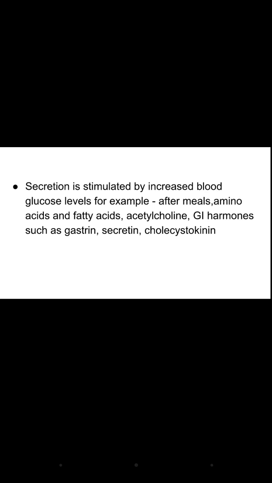Now, insulin will be secreted if there is an increased blood glucose level. For example, after having meals, if there are increased amino acids and fatty acids, if acetylcholine is released, or because of gastrointestinal hormones named gastrin, secretin and cholecystokinin. So these GI hormones, the increased blood glucose levels, increased amino acid levels and increased fatty acid levels, all these will cause the secretion of insulin.